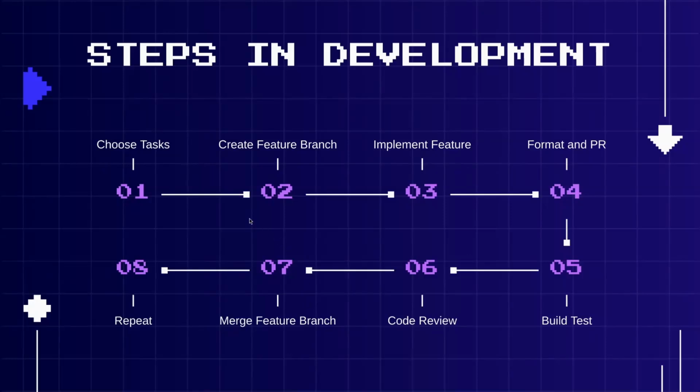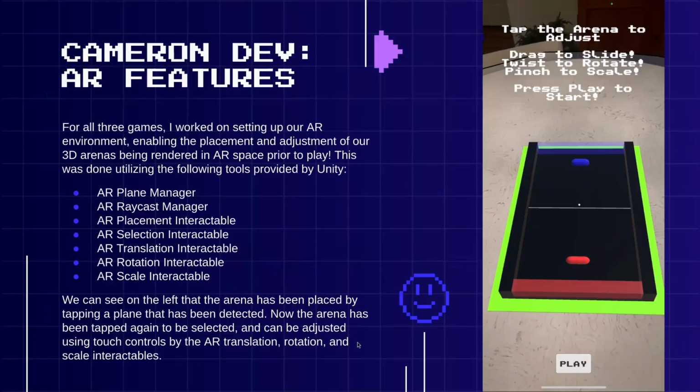For our development cycle, we followed a simple process. We chose our tasks and created feature branches to implement them in. When we were ready, we formatted with C# here and made a pull request. The team would then go through with playtesting the game and code review, and if everything was looking good, we merged into the main branch.